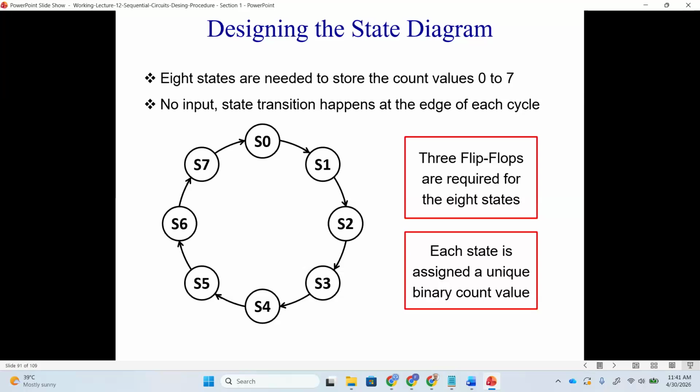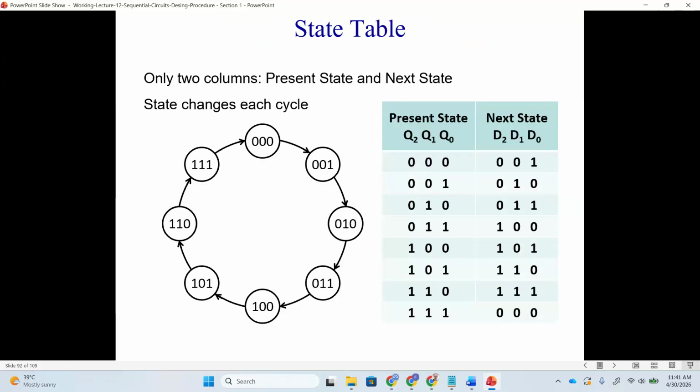We have the state diagram. Next we draw the state transition table. The next step is to assign the states. So S0 means 0, 0, 0, S1 means 0, 0, 1, and so on. So the binary assignment is 000, 001, 010, 011, 100, 101, 110.